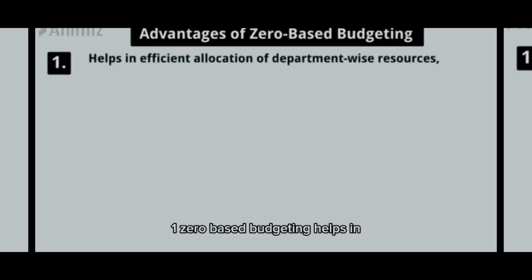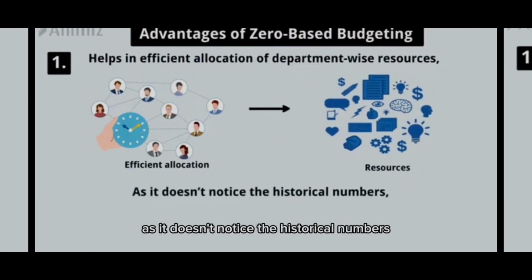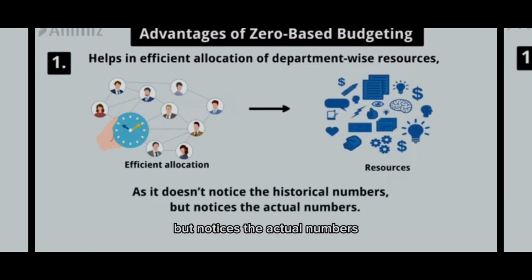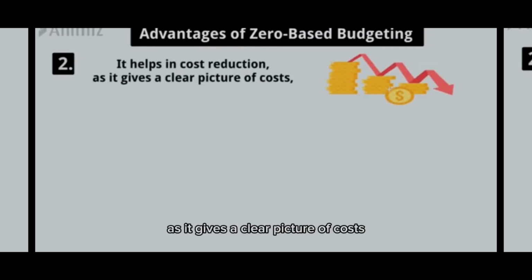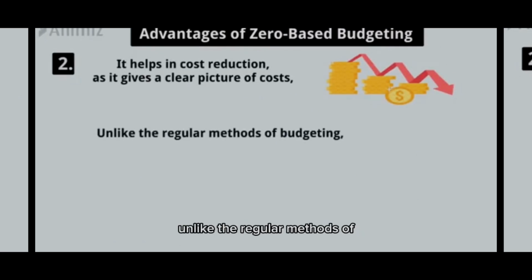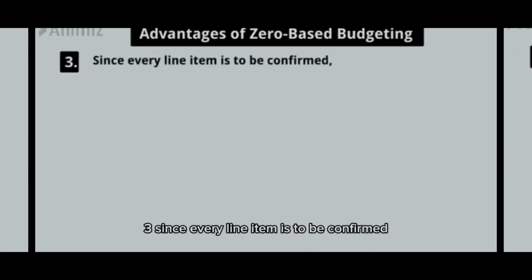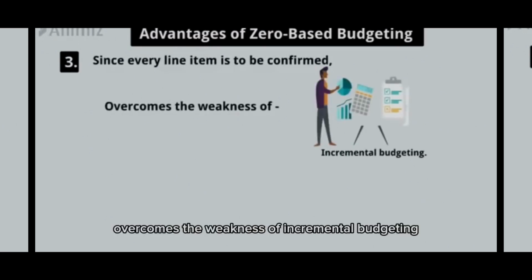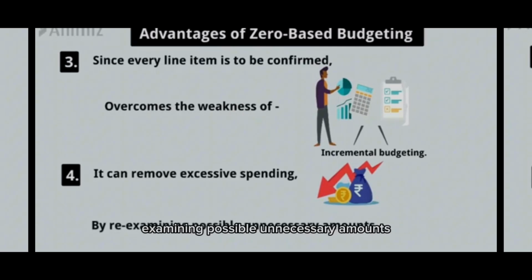1. Zero-based budgeting helps in efficient allocation of department-wise resources, as it doesn't notice the historical numbers, but notices the actual numbers. 2. It helps in cost reduction as it gives a clear picture of costs, unlike the regular methods of budgeting that involve making some arbitrary changes to the previous year's budget. 3. Since every line item is to be confirmed, a zero-based budget overcomes the weakness of incremental budgeting. 4. It can remove excessive spending by re-examining possible unnecessary amounts.